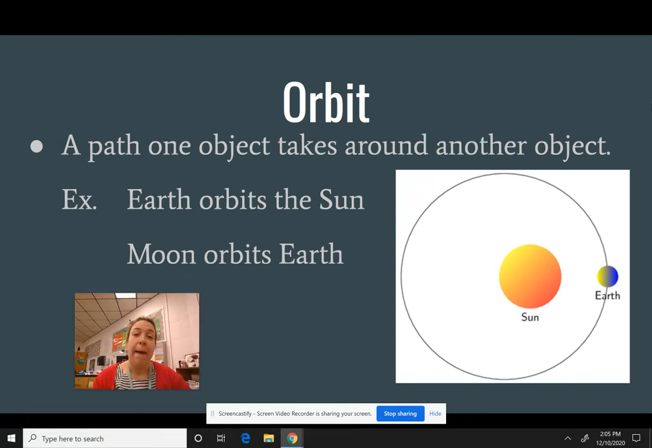The second one is orbit. When we talk about something orbiting, especially in this unit, we're going to be talking about either the Earth orbiting the sun or our moon orbiting us. So basically, it's when an object goes around another object. I'm sure we've all seen examples of this. I put this up, so it's just moving around the sun.